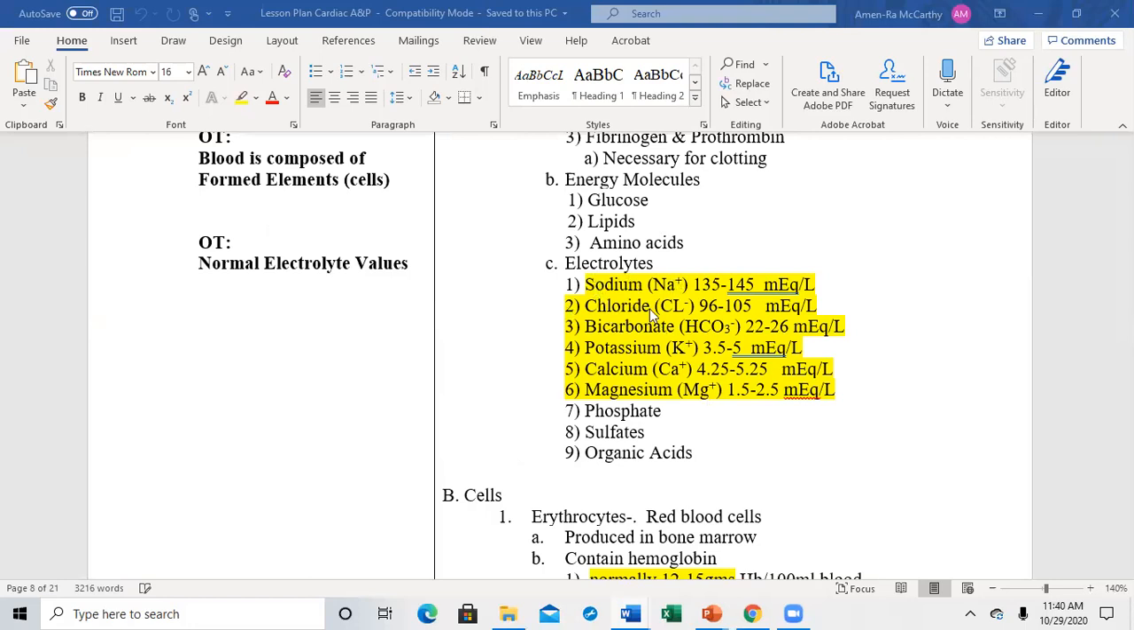Electrolytes: sodium, chloride, bicarbonate, potassium, calcium, and magnesium. We went over those. Bicarb is 22 to 26. Okay, that's the base, right? That's the Rolaids. The bicarb will be the Rolaids. Okay, and the CO2 is the what? CO2, if we're talking about acid, CO2 is the acid, bicarb is the base. Okay, all right. So that's the curve.